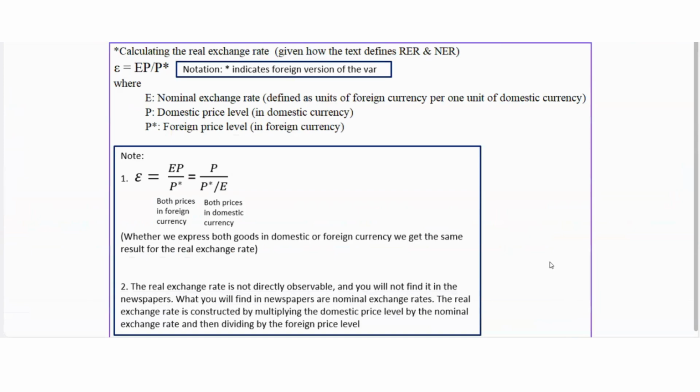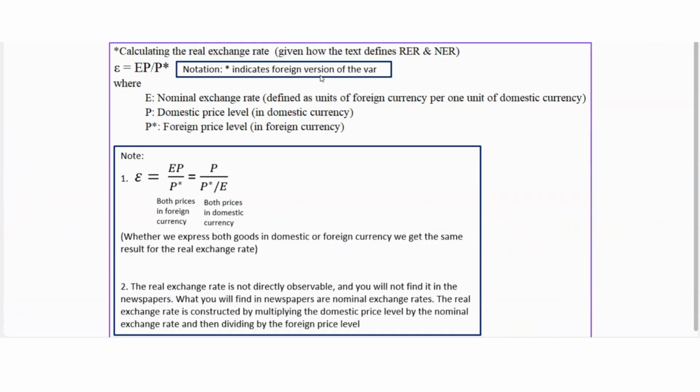So now let's look at how we can calculate the real exchange rate given how the text defines the real exchange rate and the nominal exchange rate. Remember, the real exchange rate is defined as the price of domestic goods relative to foreign goods expressed in the same currency. So because we're looking at the price of domestic goods relative to foreign goods, the domestic price level is in the numerator of the formula and the foreign price level is in the denominator, where the asterisk indicates the foreign version of the variable.